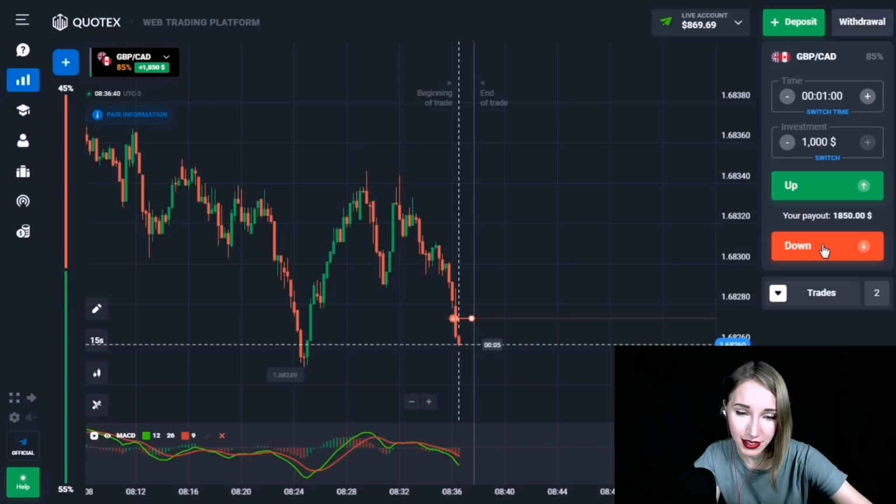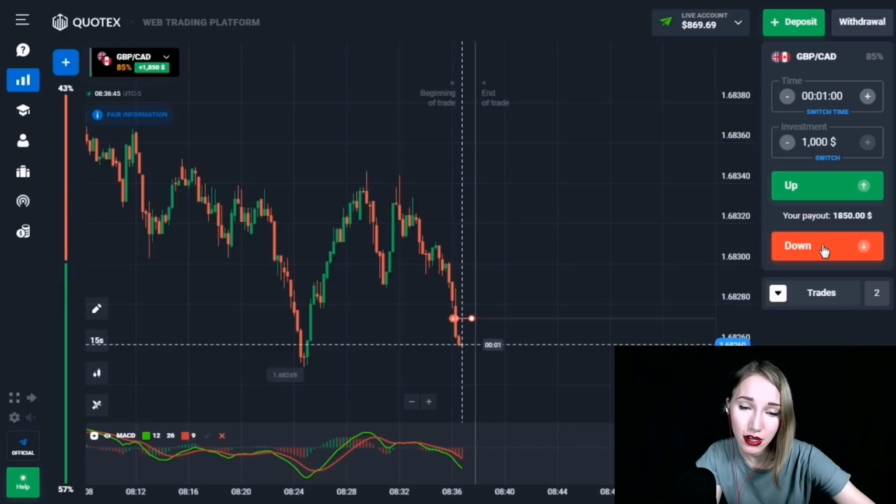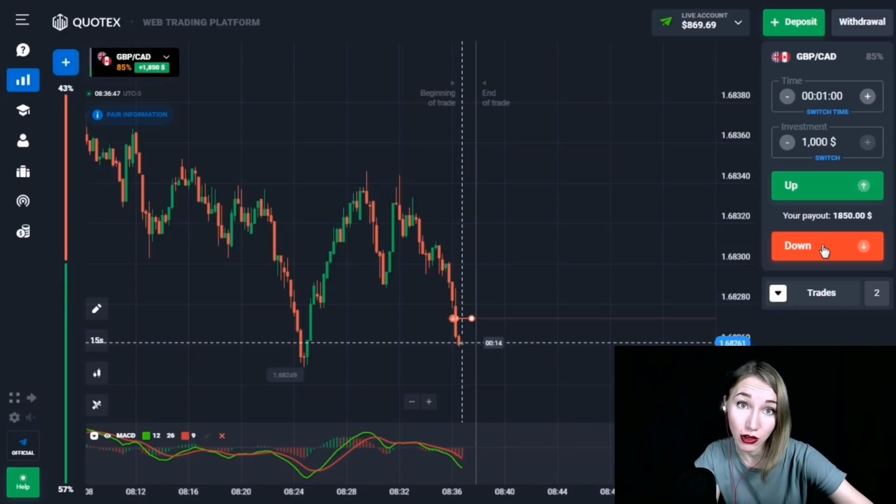Let's open a trade with down too. Let's do it for 1 minute. I think the price will continue to move to the support level, so we need to check it.